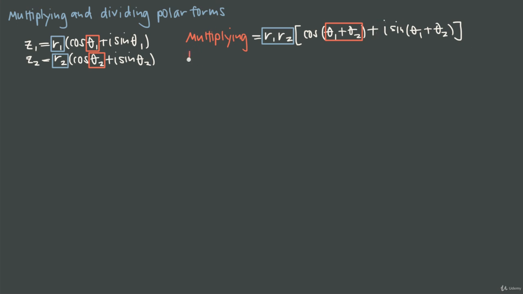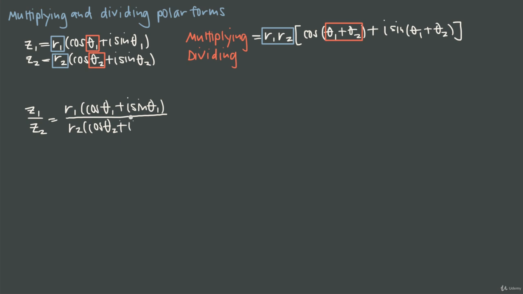Now when it comes to dividing two complex numbers, we can find the formula in a similar way. To get the quotient of z sub 1 and z sub 2, we would say z sub 1 divided by z sub 2 will be equal to, and then you just divide the right-hand sides by each other. So we say r sub 1 times cosine of theta sub 1 plus i sine of theta sub 1, and then we divide that by the right side of z sub 2: r sub 2 times cosine of theta sub 2 plus i sine of theta sub 2.